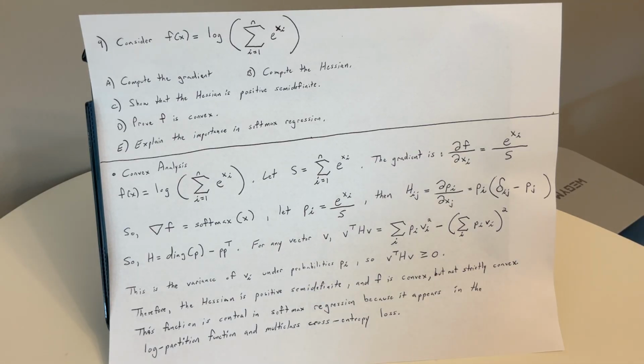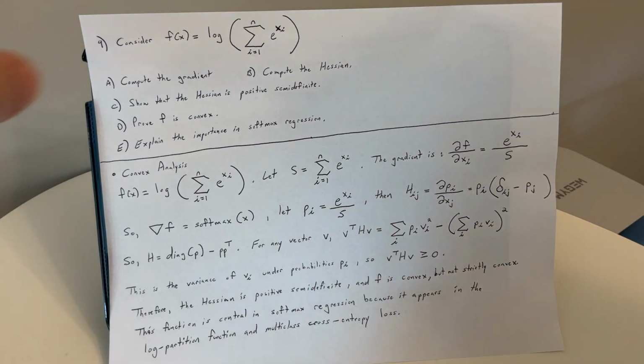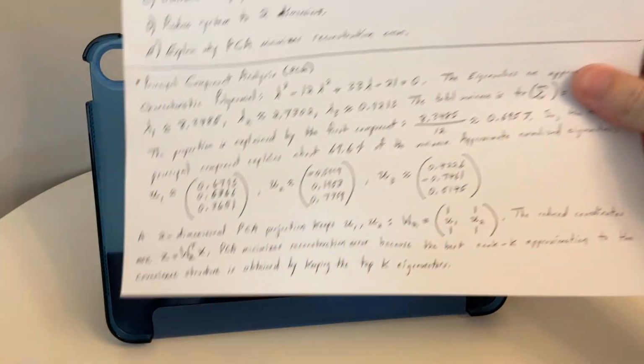And this function is central in softmax regression because it appears in the log partition function and multi-class cross entropy loss. Okay, so moving on to number 10.